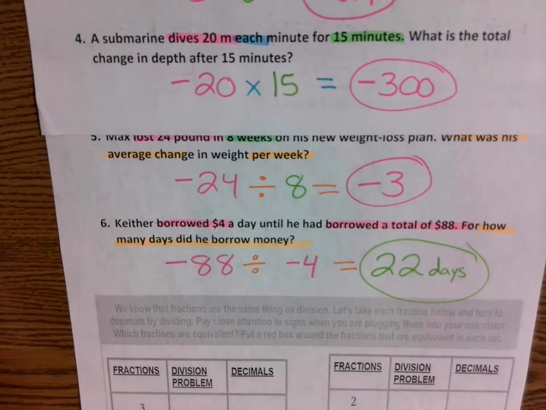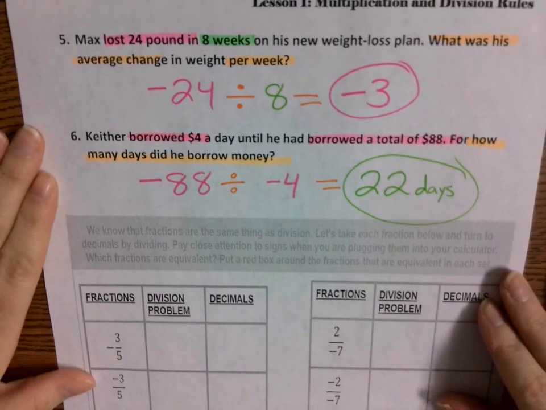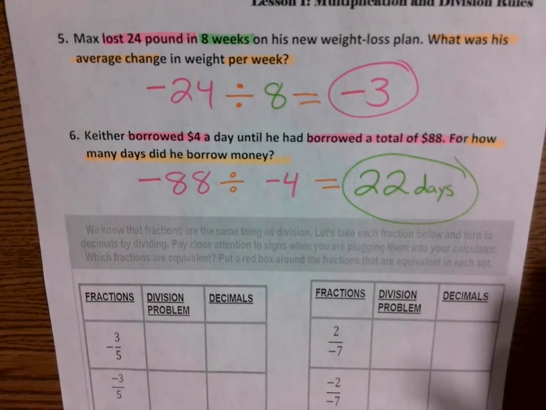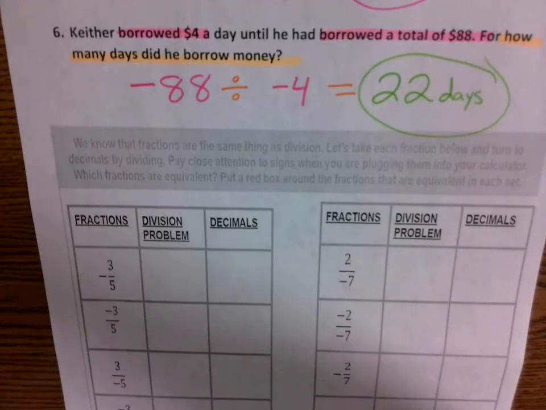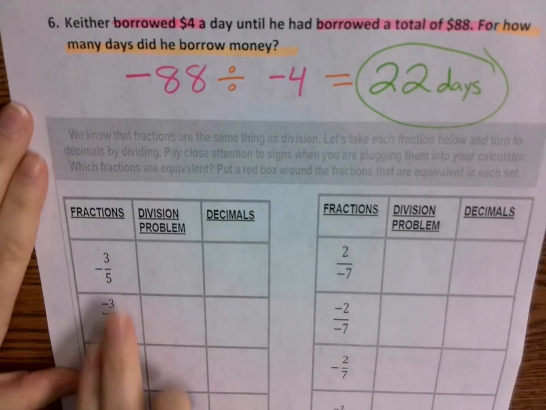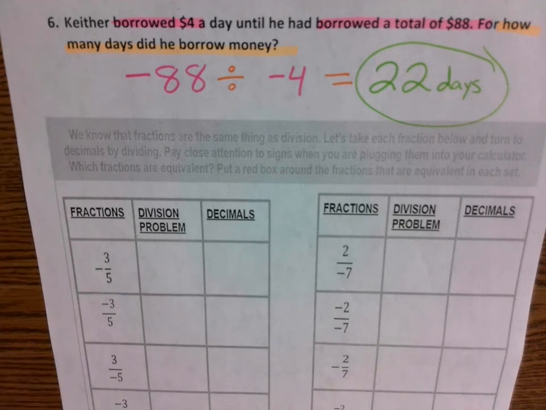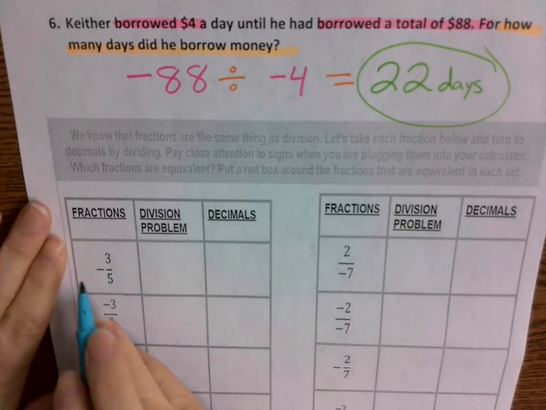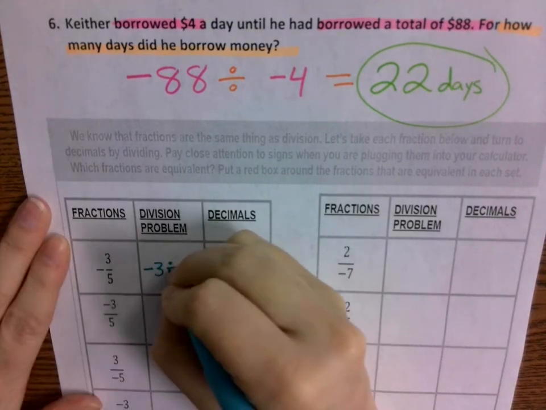Now, fractions to decimals. Just a reminder again that when we're converting fractions into decimal form, it's just a division problem. So if we want to write it out, negative 3 over 5 is negative 3 divided by 5. That's all that this means.